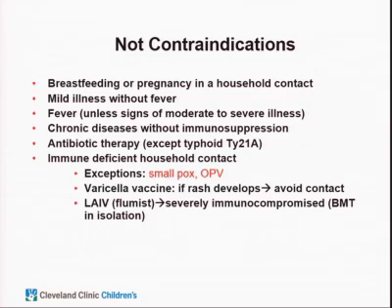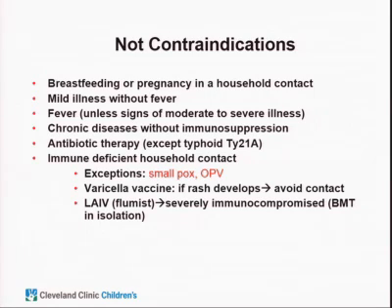You also want to know the non-contraindications for any vaccine, okay? So certainly breastfeeding or pregnancy in a household contact. If you have someone with a mild illness without fever, even if you have fever, unless there are signs of moderate or severe illness, that's not a contraindication to giving a vaccine. Certainly chronic diseases without immunosuppression. Somebody on antibiotics therapy can generally be vaccinated with the exception of oral typhoid vaccine because it may actually kill the oral typhoid bacteria that's in there.